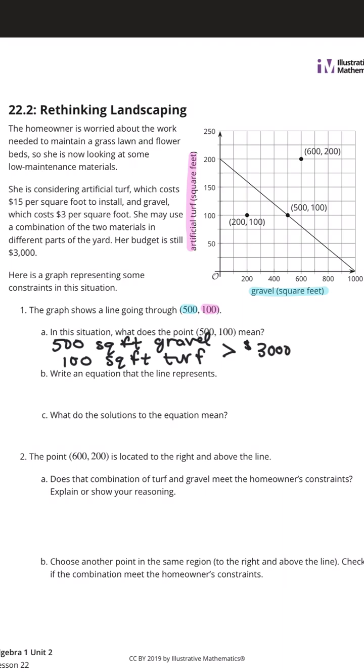If we had to write an equation that our line represents, we know it's still going to equal $3,000. That's still her budget. That hasn't changed. What did change is that now, instead of doing grass and flower beds, she's doing gravel, which is $3 per square foot, and turf, which is $15 per square foot.